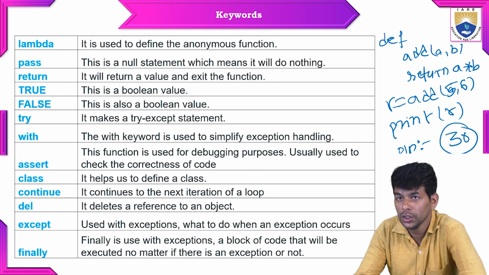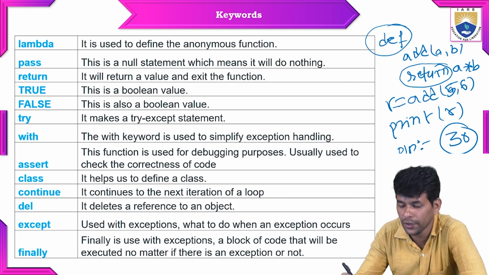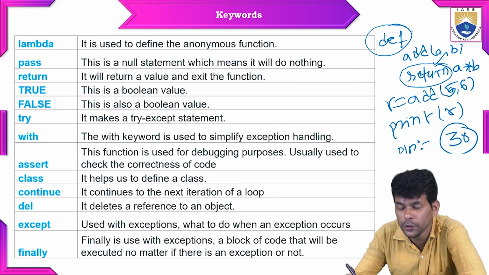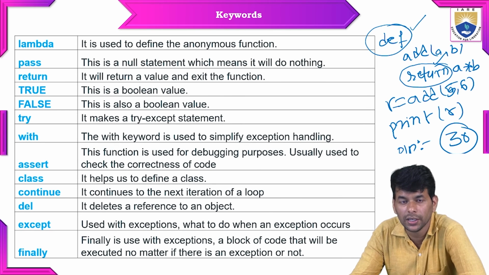So clearly, if you observe, then you will get that for explaining the return keyword, I need another keyword. So what is the keyword here? def is another keyword. For explaining the return keyword, I have used a def keyword. This def keyword is the one which is used to define a new function.